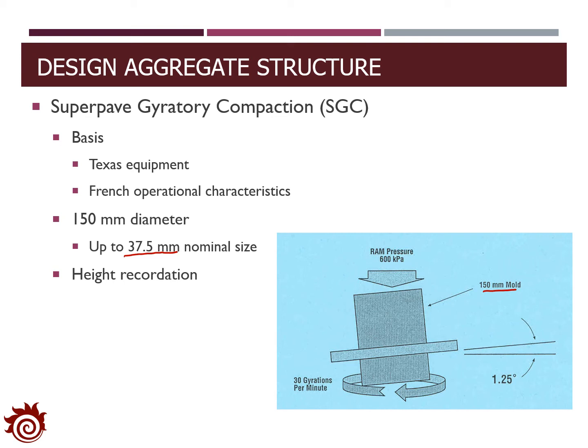In the experiment, the pressure applied to the specimen is set as 600 kilopascal and is a constant value for the whole experiment. In addition, the rotation angle is set as 1.25 degree. Also, the rate of the rotation is set as 30 gyrations per minute, and we will try to identify the height during different numbers of rotations in the experiment.